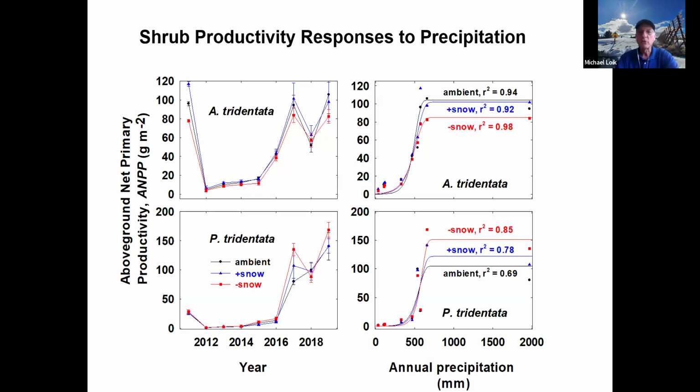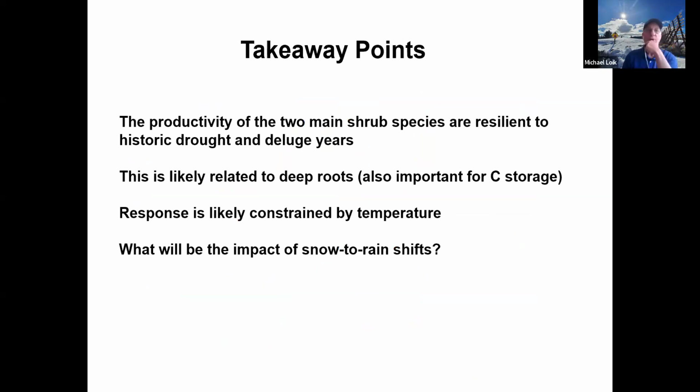In any case, this is the first time that I'm aware of that anybody has shown the productivity responses across 20-ish years of data. Or sorry, 10 years in this case. We have 20-ish years. Okay, so some takeaway points from this work. Both shrub species are incredibly resilient to both the historic drought, very dry years, followed by very wet years. They were able to track that quite readily. And I say resilient because they track it, but the shrubs didn't die.